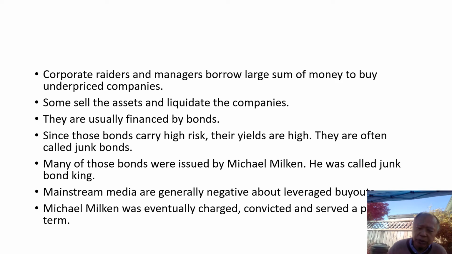Operators and managers borrow large sums of money to buy underpriced companies. Some sell the assets and liquidate the companies. These transactions are usually financed by bonds. Since those bonds carry high risk, their yields are high, and they are often called junk bonds. Many of those bonds were issued by Michael Milken. He was called the Junk Bond King.